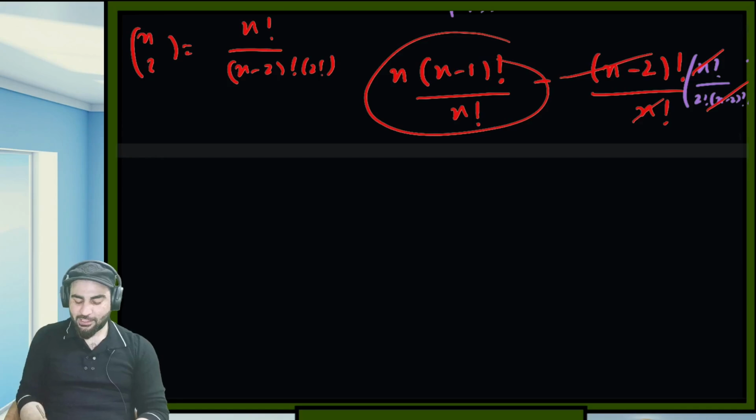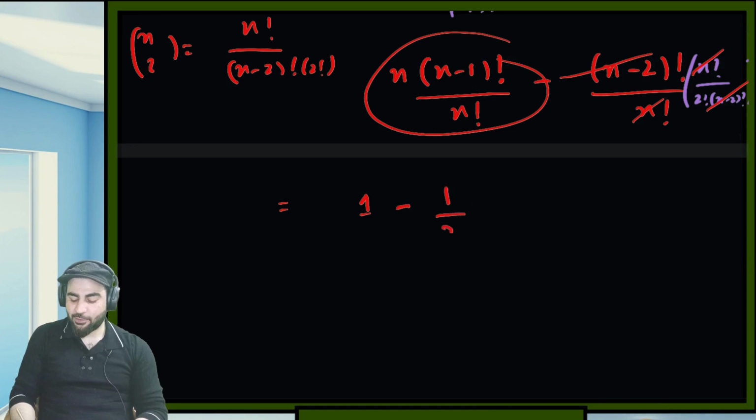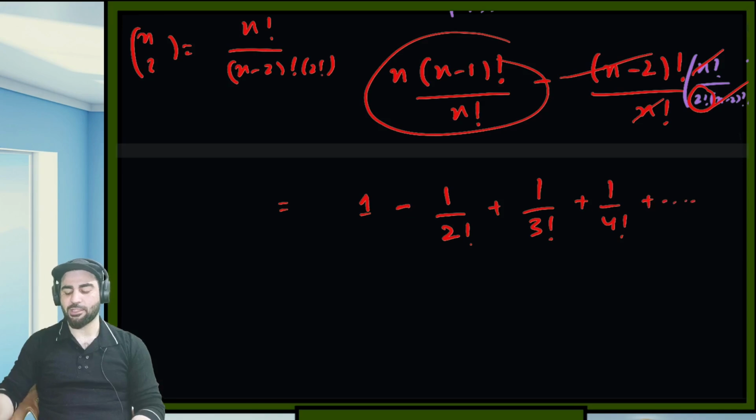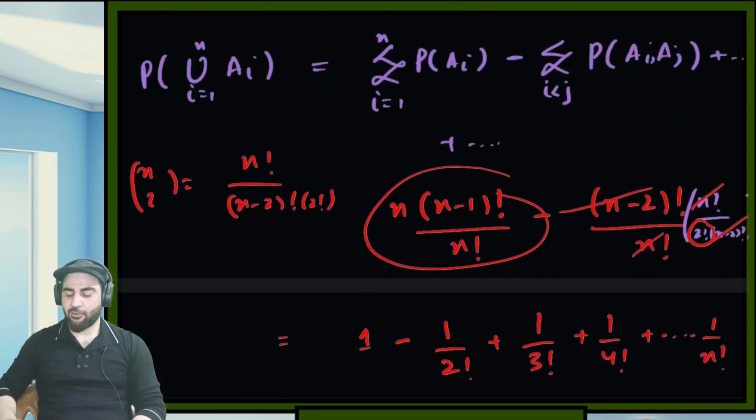So what you can see is, you will see an expression like this. You will see 1. For the second term, you will see 1 divided by 2 factorial only, because this is only left. And then in the third term, you will see 1 by 3 factorial, plus 1 by 4 factorial, and so on. You will keep on seeing this, and at the end you will see 1 divided by n factorial.